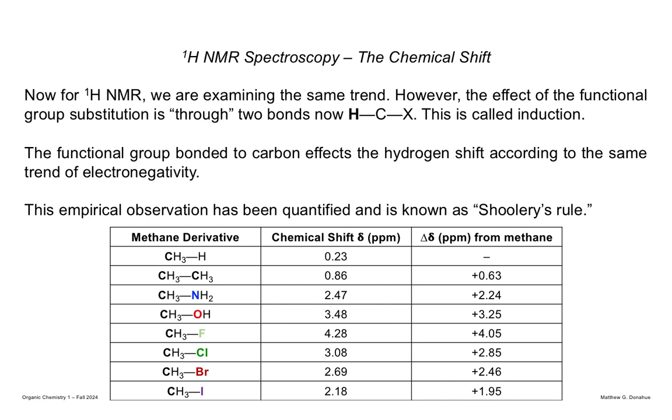Before we get too much into that, the first thing I want to talk about is where on the spectrum you'll see these proton signals. And again, that's the chemical shift, the Greek letter delta, and it's reported in parts per million.